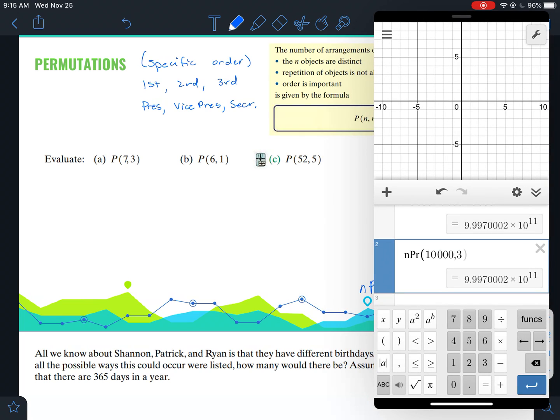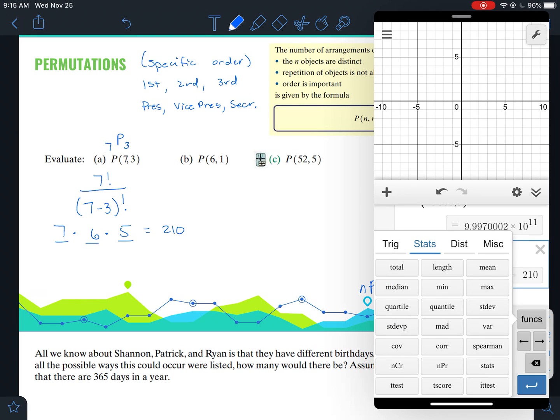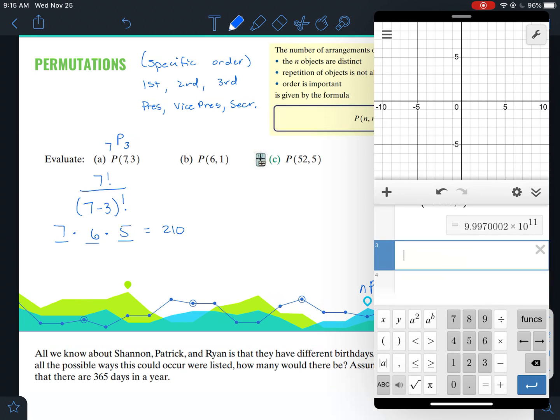All right, so let's do these examples. In A, it said P. So this nPr is going to be 7P3, or you could do P and then 7, 3 in parentheses. They mean the exact same thing. And so this would be 7 factorial over 7 minus 3 factorial. Or you're going to do 3 positions, and you had 7, then 6, then 5. You could do it either way. And so this is going to be 42 times 5, and so you get 210. Or if you did it with the functions button on your calculator, you would do 7, 3. And you get 210. So notice you get the same thing.